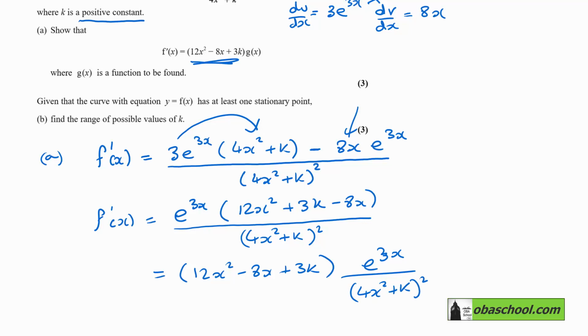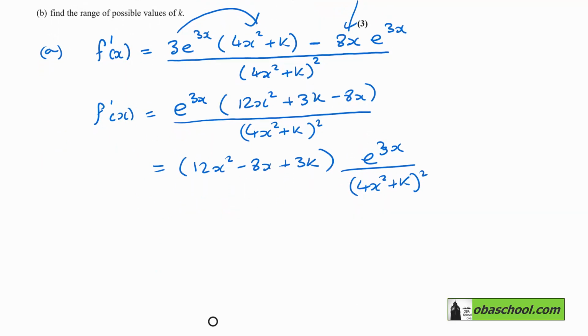So that bit at the end is our g of x. And we can state that. We can say g of x is e to the 3x over 4x squared plus k, all squared.